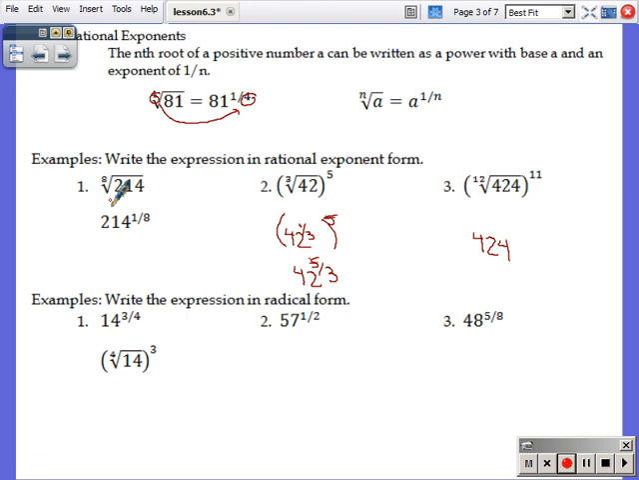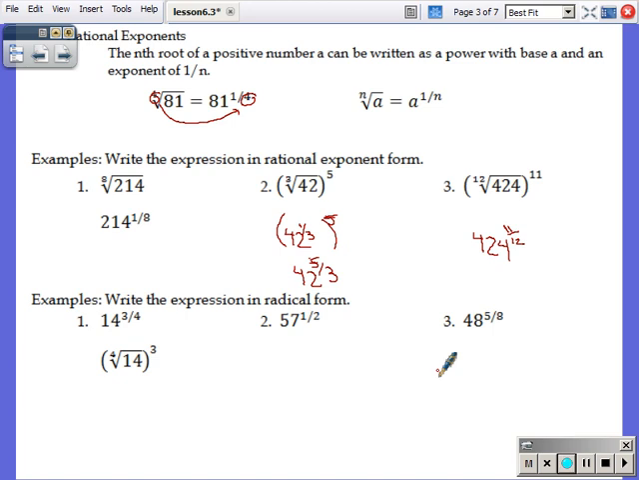Number 3, the 12th root. So that 12 would go in the denominator of a fractional exponent. The 11 would be the numerator of that fractional exponent. So again, the root is the denominator, the exponent is the numerator of that rational exponent.